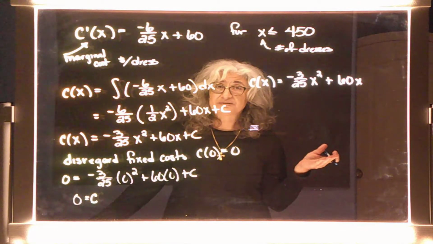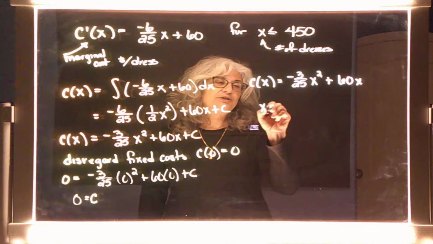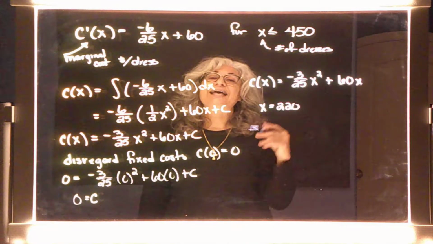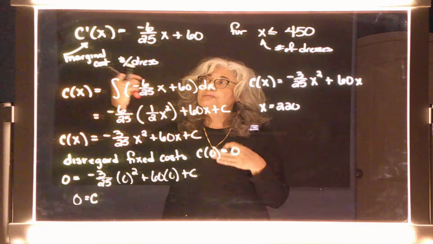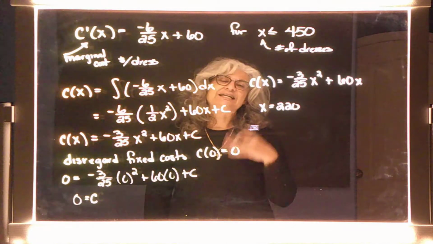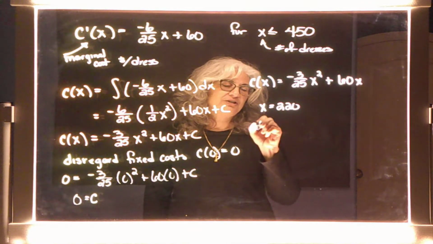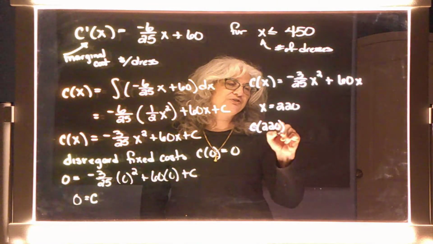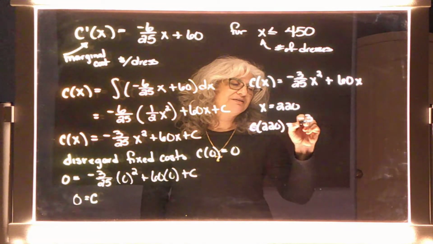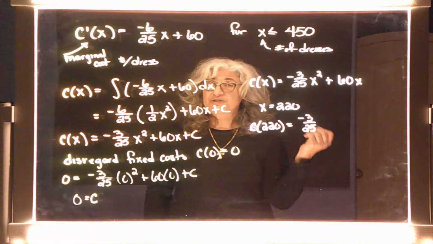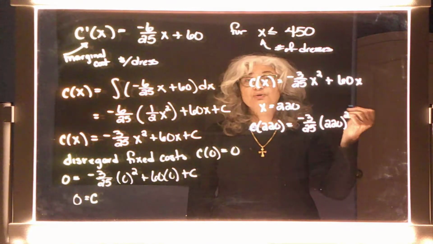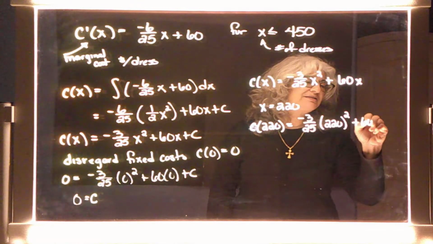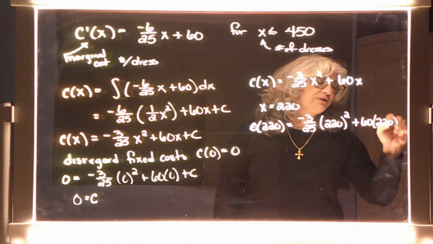So what are you going to do? Yeah, x is going to be equal to 220. Yes, you're going to plug it in. Where are you going to plug it in? The cost function or the marginal cost function? Yep, the cost function. So I'm going to figure out the cost of the first 220 dresses. So yes, negative 3/25 times 220 squared plus 60 times 220.